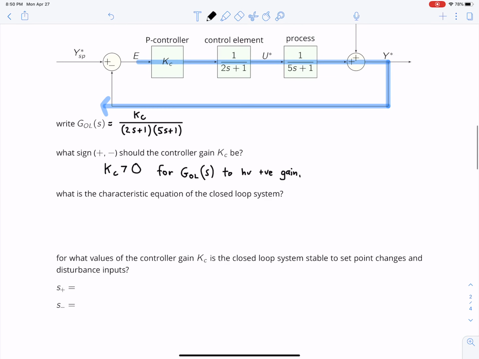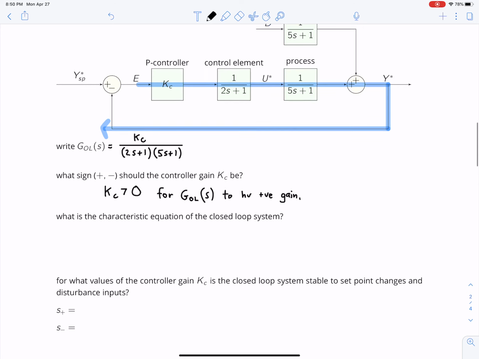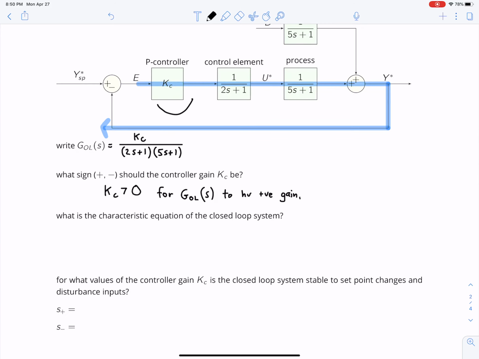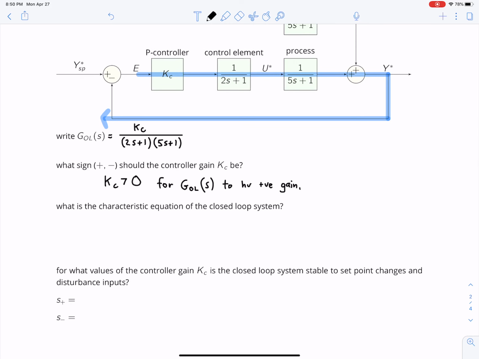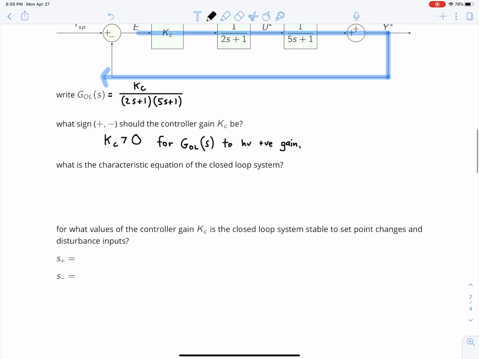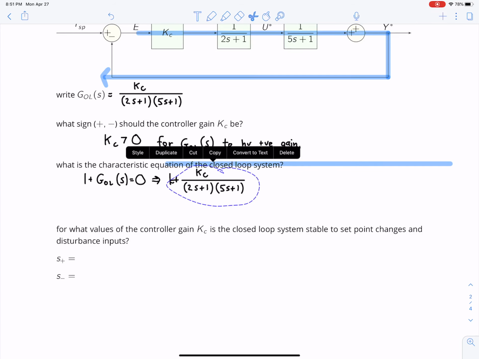And the reason I call it a trick is because it's tedious to follow through with logic through each transfer function. Think about whether or not it has a positive or negative gain. This is an easy way to find out what sign KC should be. So what is the characteristic equation of this closed loop system? Well, it's 1 plus G open loop of s equals 0. And that applies since G open loop is up here. 1 plus, and let me copy this. 1 plus this stuff.